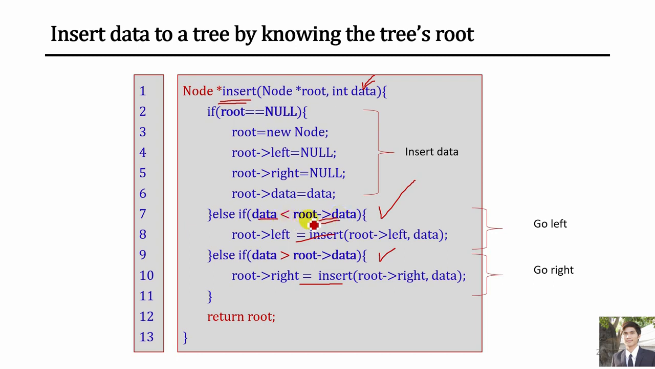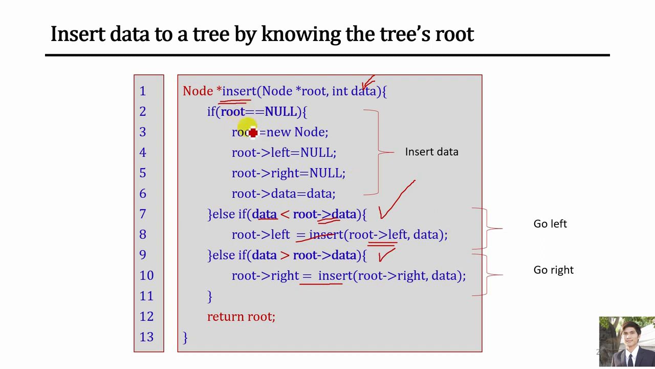So if the data is less than this one, we go left. As you can see here, the parameter we pass is root left. It means the left subtree. So it keeps recursing again and again until at some point it reaches the leaf node, in which the pointer is nil, right?